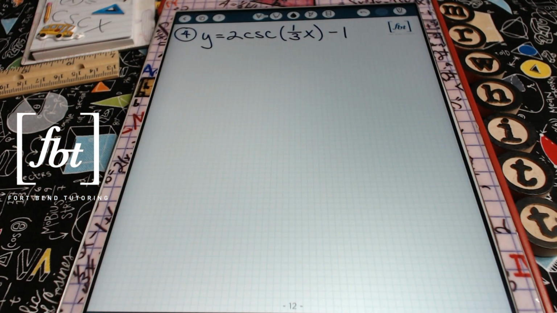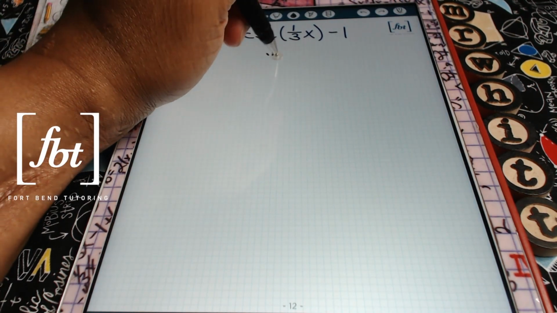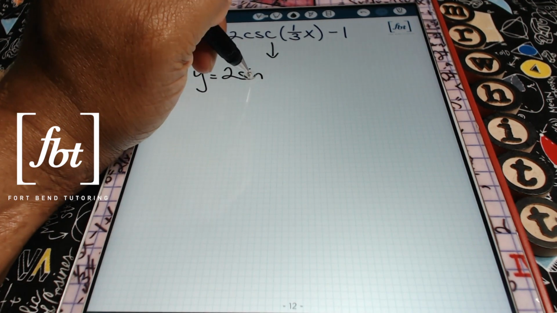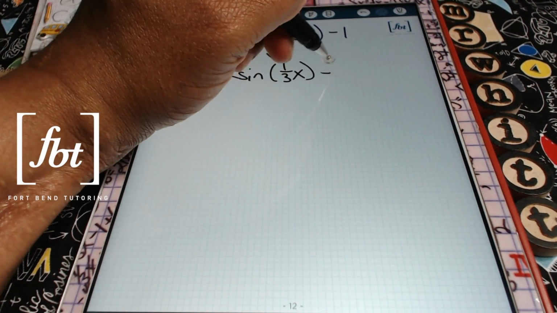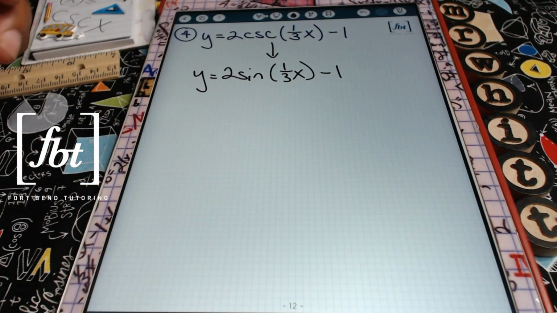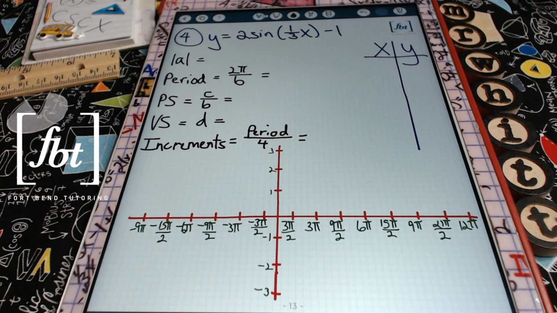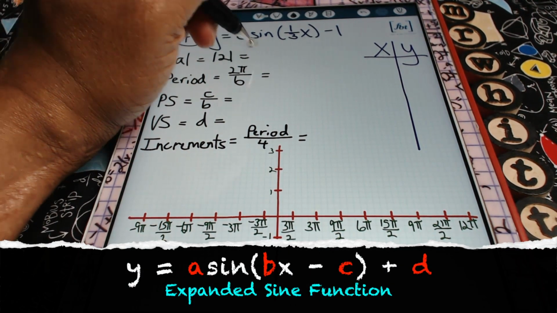In problem number 4, we have y equals 2 cosecant of 1/3 x minus 1. So what we'll do here is we'll begin by rewriting this as a sine function. So this is going to be 2 sine of 1/3 x minus 1. And this is going to be the graph that we'll use to graph our cosecant function. So we'll start out with the fact that our amplitude here for the sine function is going to be 2.